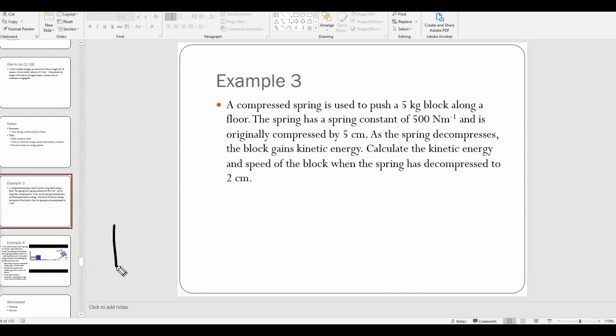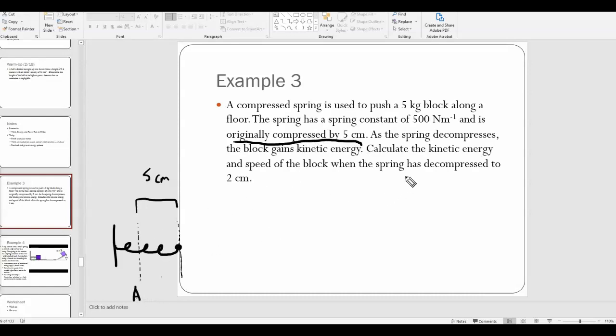Okay, so let's say here's a spring. And let's say this is the spring's equilibrium position. And the spring is pushed in to here. Let's say that this separation is 5 centimeters. So originally the spring is compressed by 5 centimeters. That's what it says in the problem. And I'm going to say this is position A.